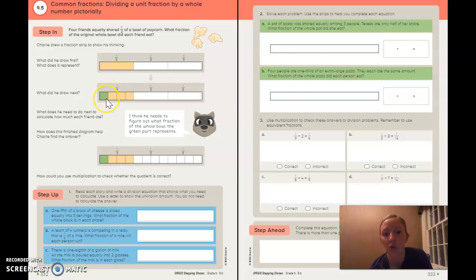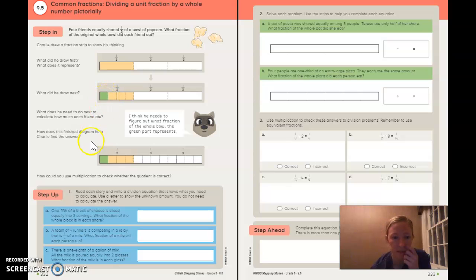So in the next picture, that's why he divides it up into 4 different pieces, because those 4 friends are sharing that piece right there. So what does he need to do next to calculate how much each friend ate? And the little raccoon says, I think he needs to figure out what fraction of the whole bowl the green part represents. I agree. So we need to figure out how much this is worth.